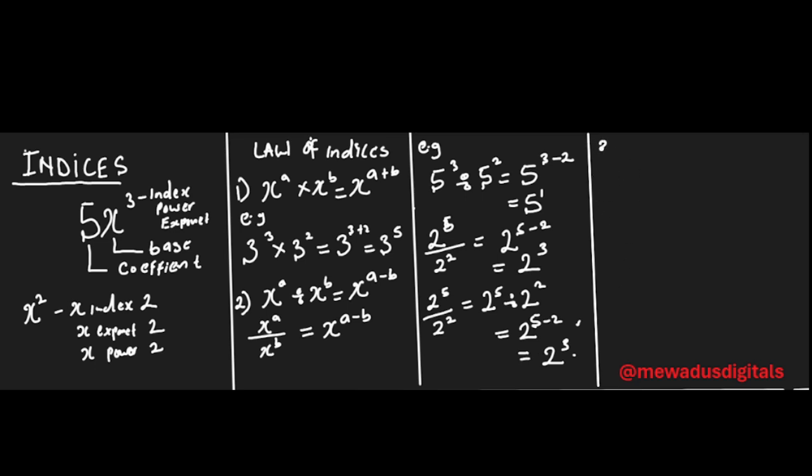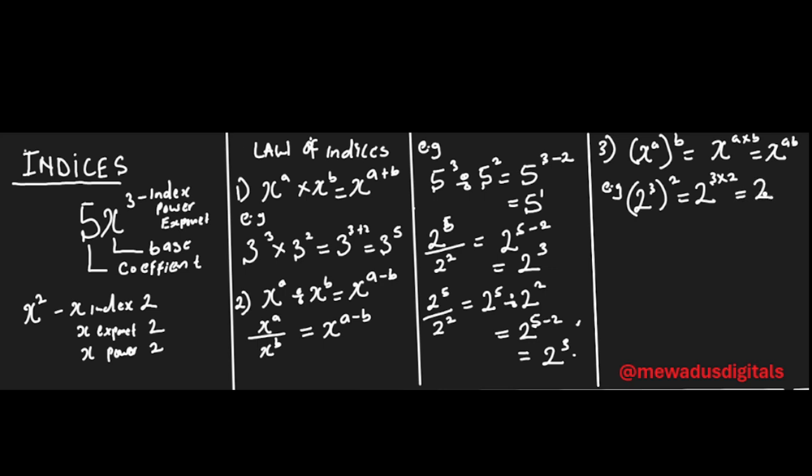The third law, if we have s raised to power a in brackets and you have power b outside, that is, the b is an exponent, this is the same thing as s raised to power a times b, or we say s raised to power ab. Now let's take an example to exemplify that. E.g., if we have 2 raised to power 3 all raised to power 2. This is the same thing as saying 2 raised to power 3 times 2, and that's going to give us 2 raised to power 6.